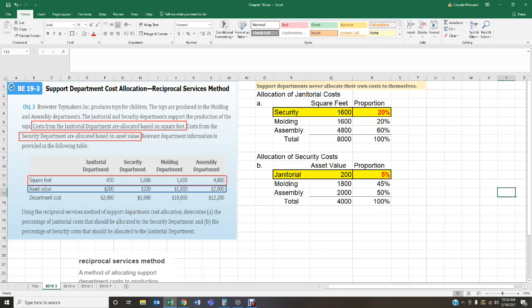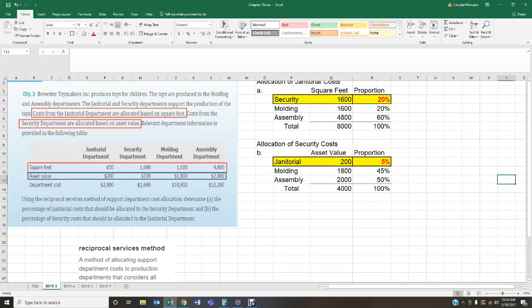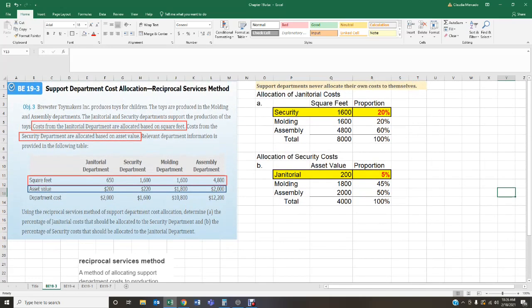So that is basically it. It's just grabbing your data based on whatever the driver is. For janitorial cost, it is square feet. For security cost, it is asset value. Dividing the driver, which would be square feet or asset value, by the total to get your proportion allocation percentage. So that is basically it for BE 19.3.